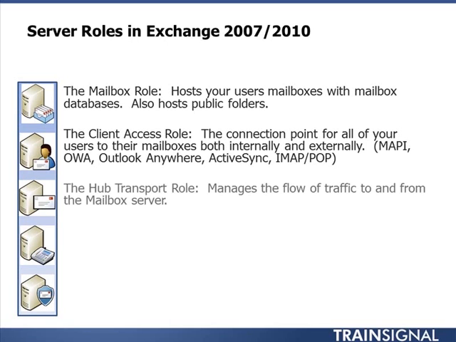Then we have the hub transport role, which manages the flow of traffic to and from the mailbox server. Now this was an essential role because it was this role that manages things like transport rules and so forth. So as mail would come in or out of the organization, it would have to hit the hub transport server role. Or if there were multiple hub transport servers, it would hit one of those servers. So all mail went in and out of the organization through a hub transport server role of some sort.